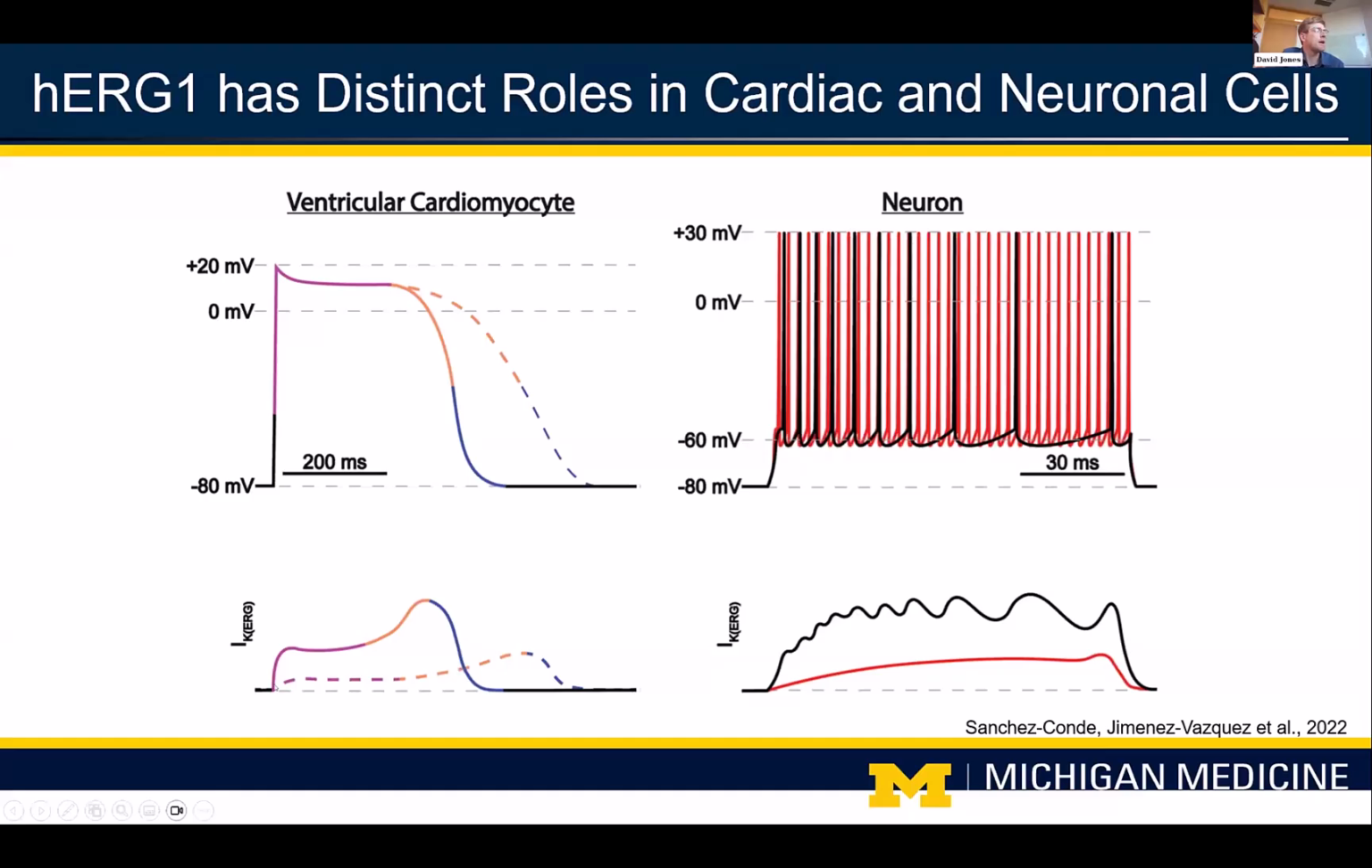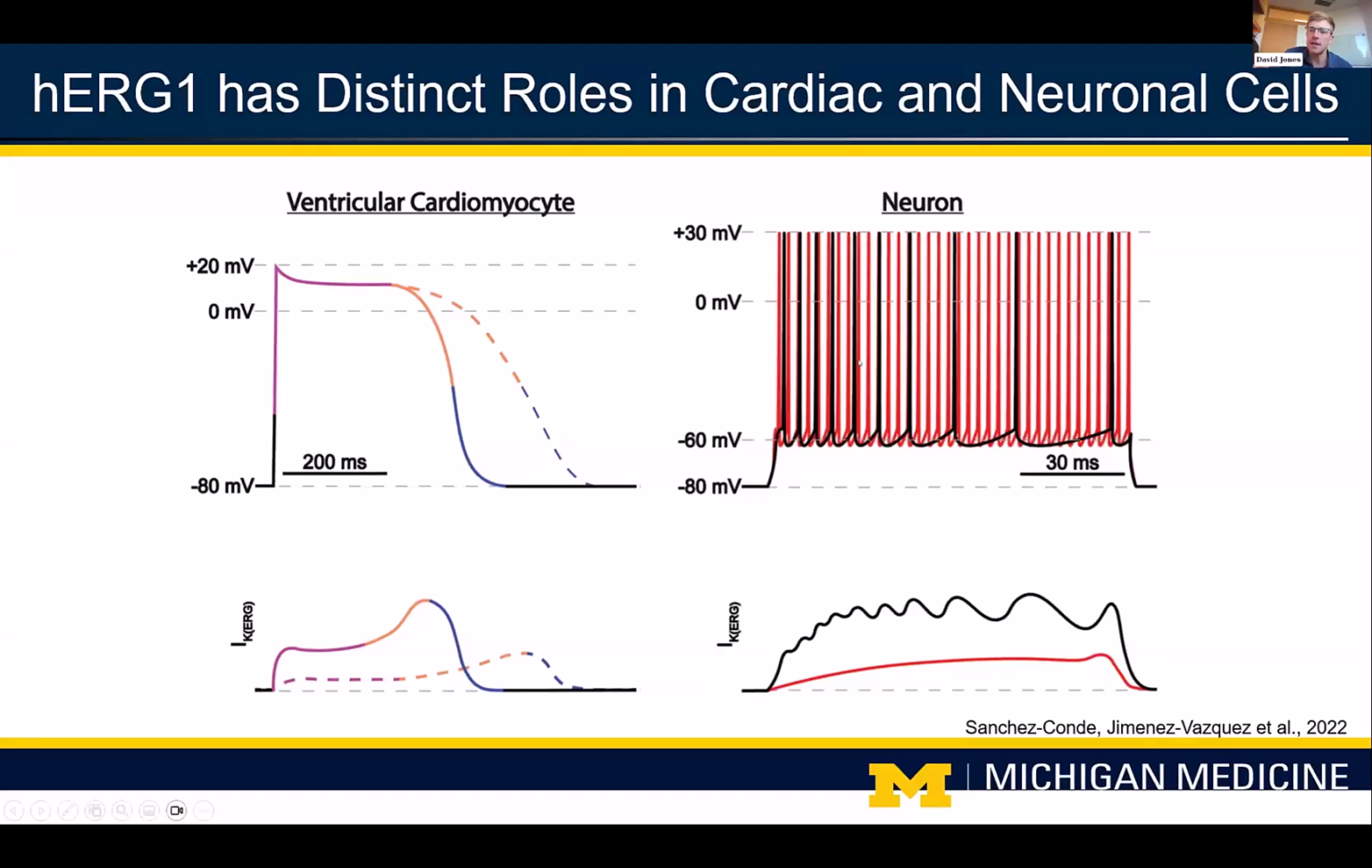If you have a loss of IKR from pharmacological block or a loss of function variant, you get a reduction in IKR. That corresponds to an increase in the duration of each individual action potential. And that's what contributes to arrhythmia and sudden death in the adult myocardium.